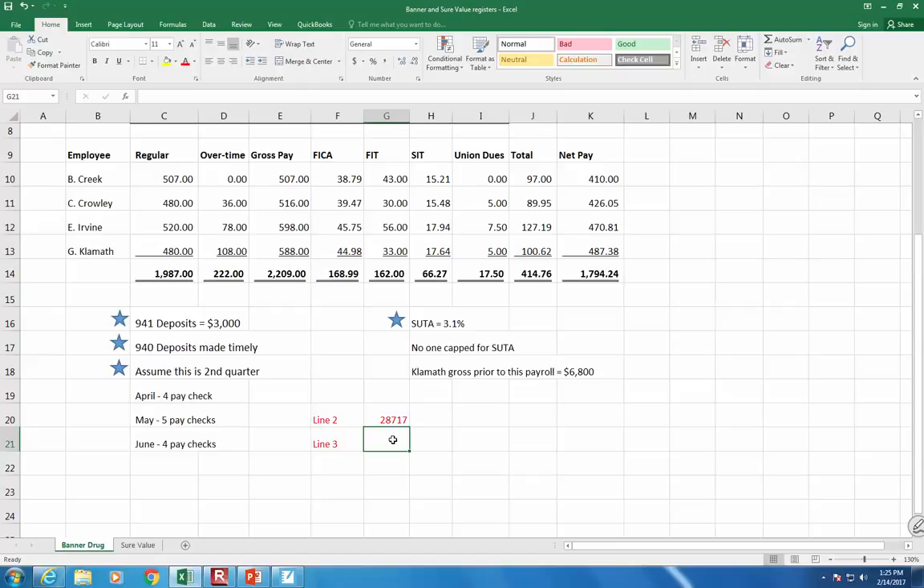162. 2106, right? So you're subtracting the 162 from the 2209. I'm confused. What does line 3 say? Federal income tax withheld from wages. FIT. That's it. That's your FIT. 162, that's it. Did I get the wrong number? 162 times 13, line 3. Yeah, because it's a quarterly report, right?